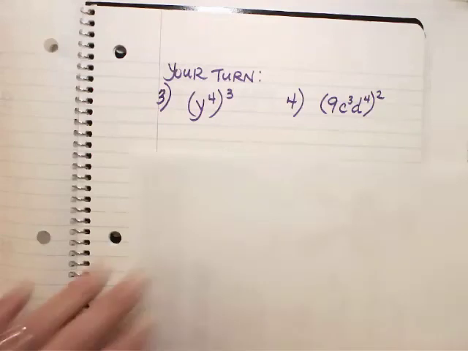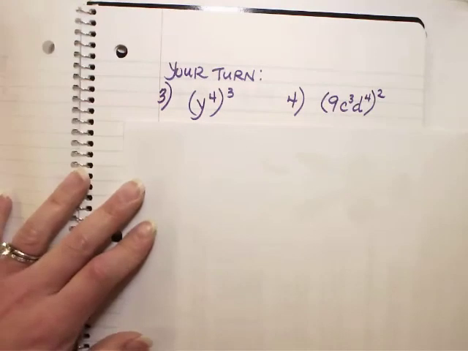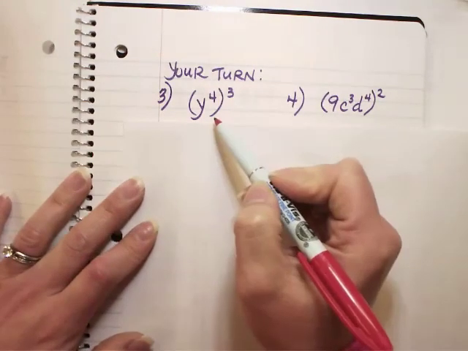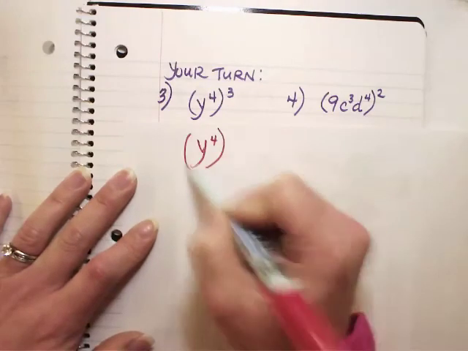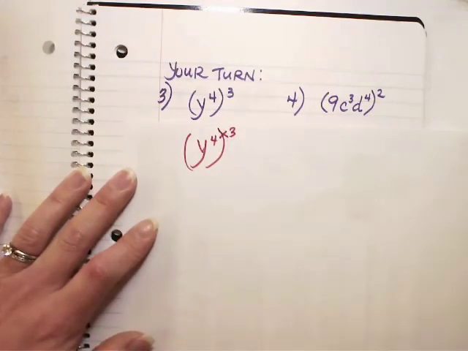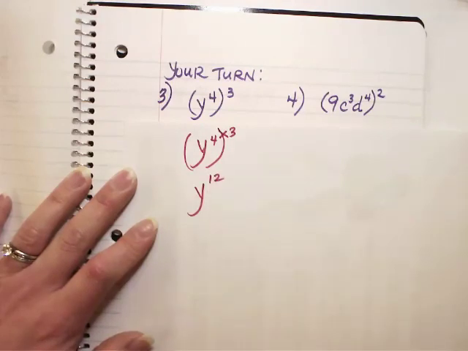Okay, let's see. Remember, you could do this either way. You could write it out if you're not sure, or you could just follow that pattern that we just found out, which is just multiply the powers. So if I follow my pattern and just multiply my powers, I'll get y to the fourth power to the third. So y to the fourth to the third would be y to the 12th power, and that would be correct.